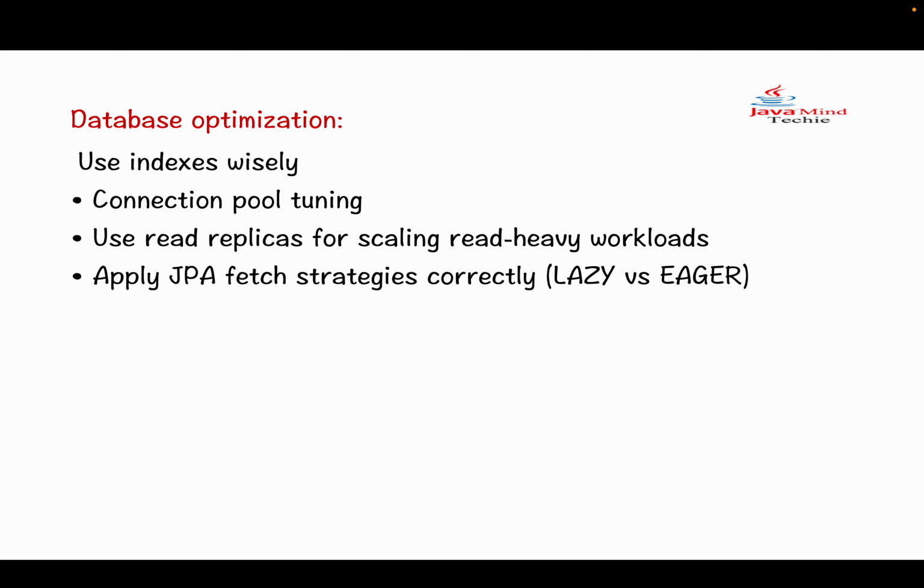Then connection pool tuning. With connection pool tuning also you can optimize your database. Then use read replicas for scaling read-heavy workloads. If you have a heavy workload on your database, you can use read replicas for scaling. Then apply the JPA fetch strategy correctly, that means lazy versus eager loading. If you don't know this, please comment, and I will make a video on that topic so you can get more clarity. These are all the techniques by which you can optimize your database-related stuff.